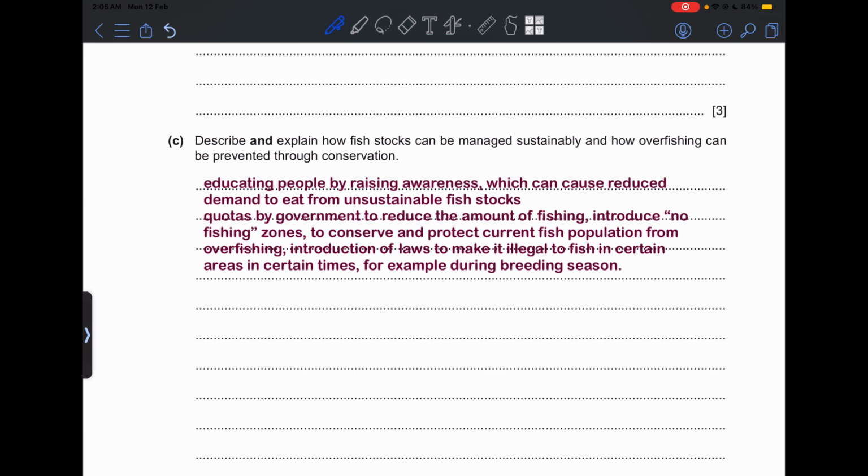And also, they can, for example, make it illegal to fish in a specific season, not all year round. This way, there will be no fish lost. So they have to make it illegal at certain times, for example, the breeding season.